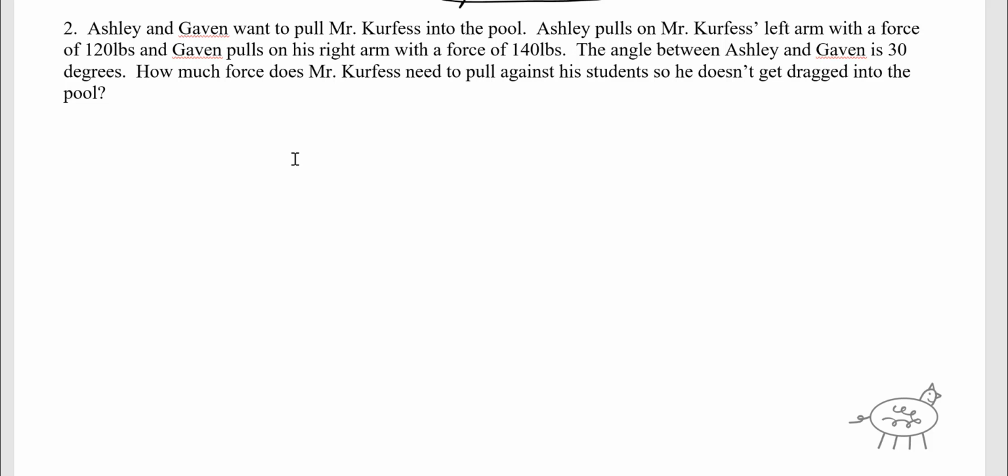Again, it's a pretty easy setup, and we're going to use the parallelogram method for this. So let's set it up. We're going to have one here, and we'll make Gavin and Ashley just a little bit less, to make a little more scale. So Ashley's pulling with a force of 120 pounds, so this is going to be 120, and Gavin's going to pull with a force of 140 pounds. The angle between them is 30 degrees. So what we're going to do is make a parallelogram.